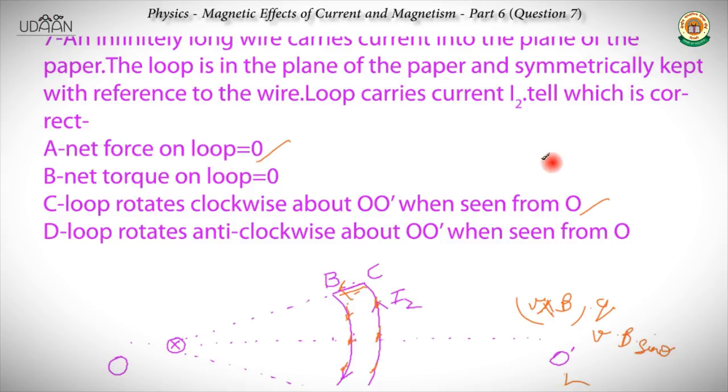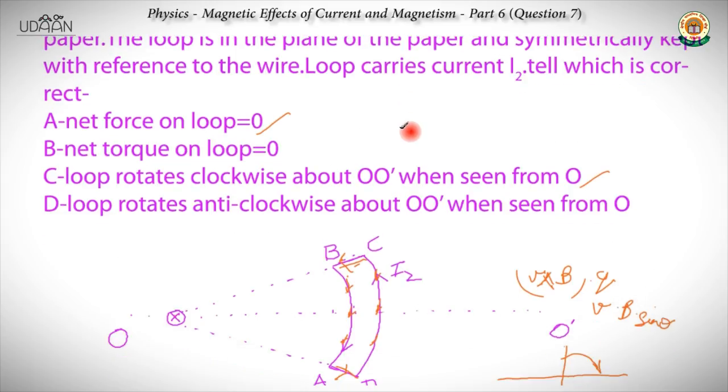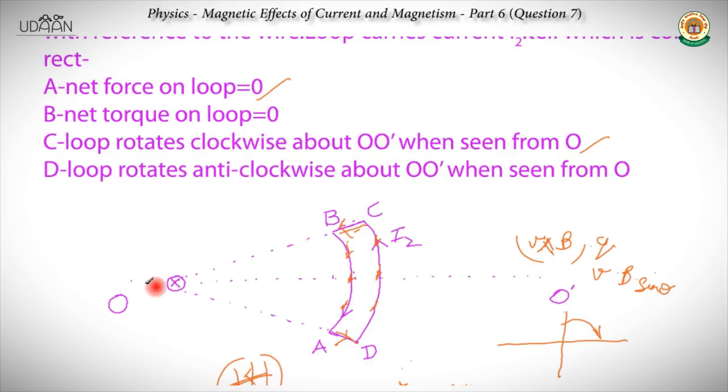So this was a question. We had an infinitely long wire carrying current in the plane of the paper. There's a loop ABCD kept in the plane of the paper and symmetrically with reference to the wire. So we had to find out the force and the torque on the loop owing to the magnetic field generated by the wire, right? So we divide into segments. We first look at the loop and the magnetic field acting on it. We divide the whole loop into 4 different segments.